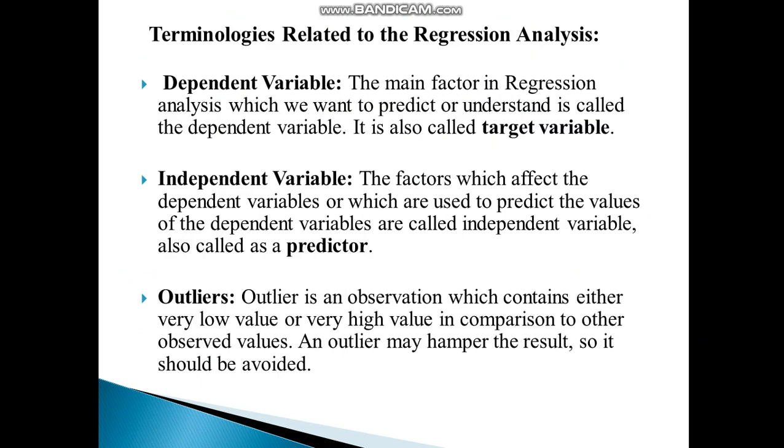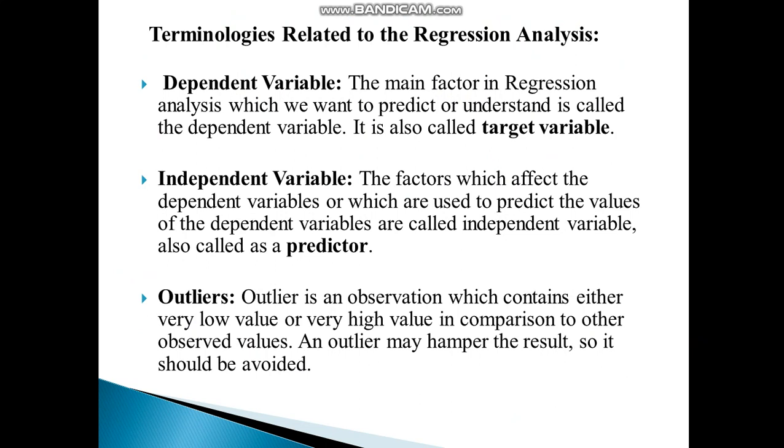Let us see the terminologies. Dependent variable. The main factor in regression analysis which we want to predict or understand is called the dependent variable. It is also called as target variable. Independent variable. The factors which affect the dependent variable, or which are used to predict the values of the dependent variable, are called independent variables, also called as predictors.